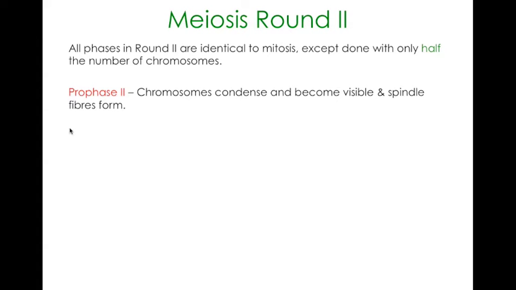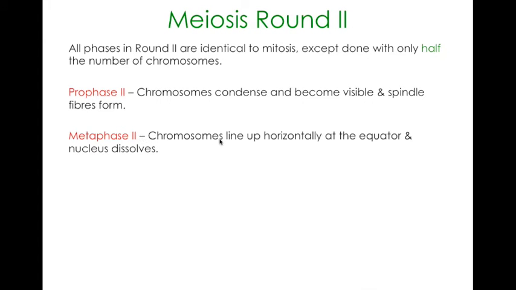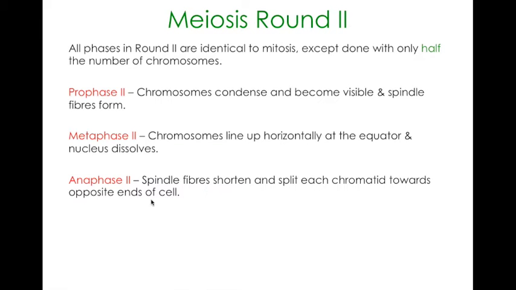So in prophase 2, the chromosomes condense and become visible, and the spindle fibers will form. In metaphase 2, chromosomes will then line up horizontally at the equator, and the nucleus will then dissolve again. In anaphase, the spindle fibers will shorten, and each chromatid moves towards opposite ends of the cell.